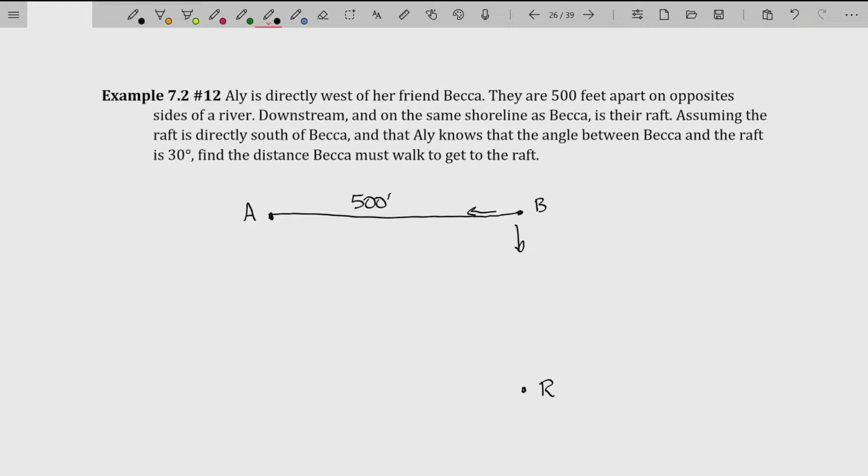And let's see, anything else downstream along the same shoreline as Becca is their raft, assuming the raft is directly south of Becca. And then the angle between Becca and the raft, what I mean by that is this angle right here, from Allie, as she's staring at Becca, to Allie staring at the raft. That angle right there is supposed to be 30 degrees. Yes, I know, it doesn't look like 30 degrees. That doesn't matter, it's just a drawing. We want to find this distance D. Okay, we could totally do that.